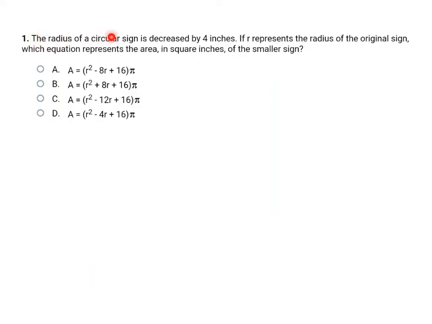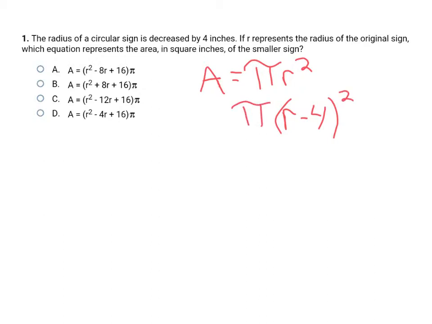This question says the radius of a circular sign is decreased by 4 inches. If r represents the radius of the original sign, which equation represents the area in square inches of the smaller sign? So here it's talking about the area of a circle, which, we know that formula is pi r squared. Well, it's saying it's taking the radius and decreasing it by 4 inches. So that means I'm going to have my radius here, and it's going to be decreased by 4 inches, but everything else in the formula is going to stay the same.